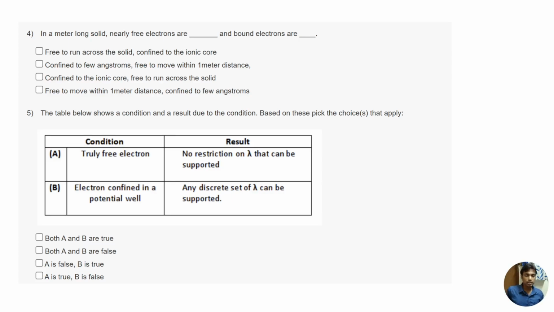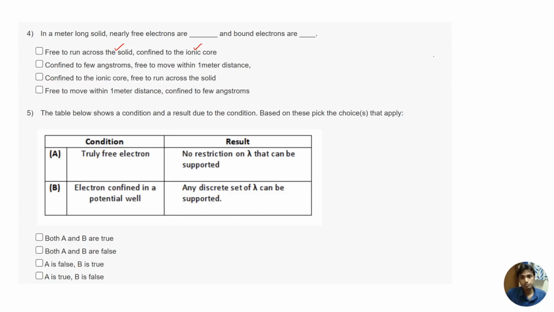Okay, now what is the fourth question? How will you answer it? In a meter long solid, nearly free electrons are free to run across the solid, and bound electrons are confined to the ion core. But in a typical solid, the effect on movement is only from the ionic core, not because of the bound electrons. We don't say it as bound electrons, right? That was my question earlier.